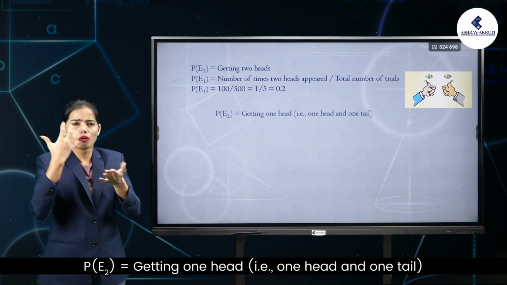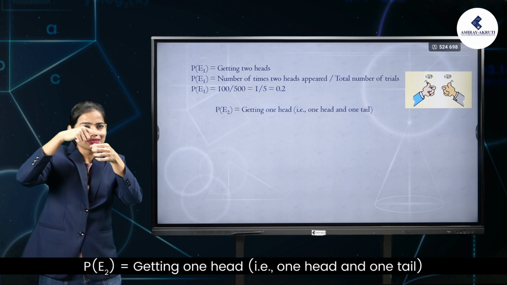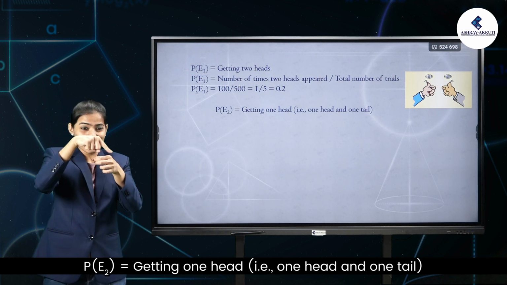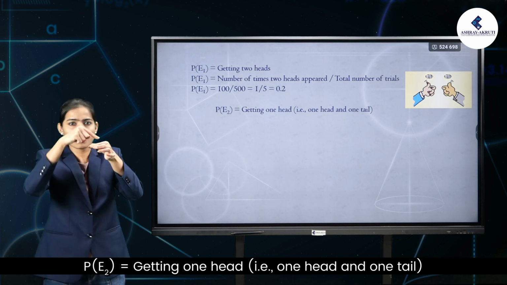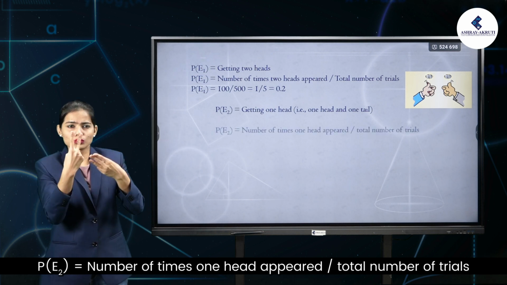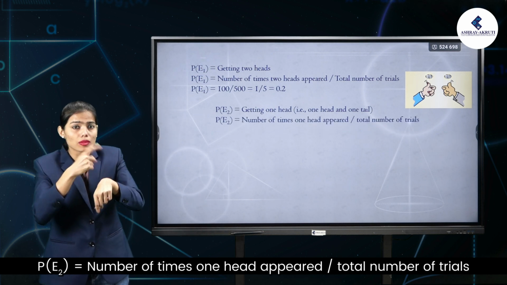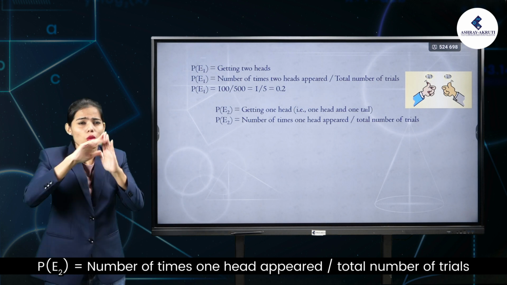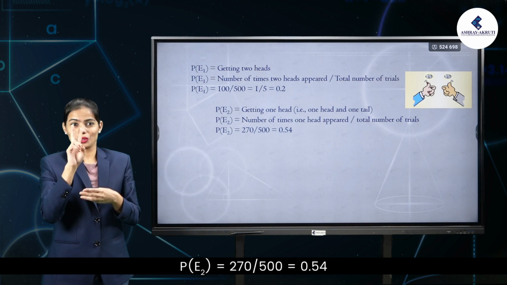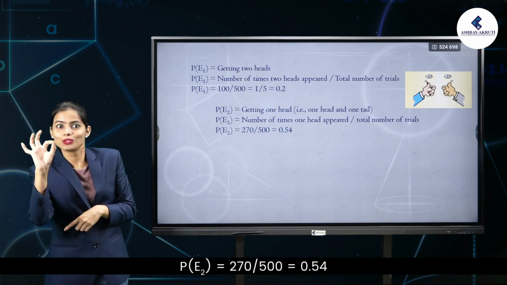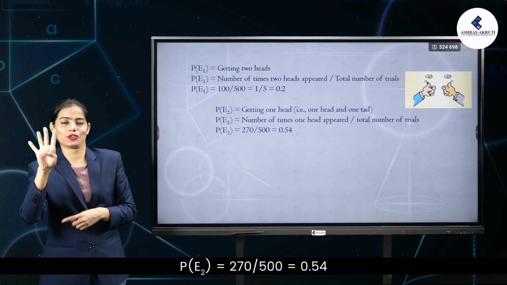P(E2) = getting 1 head, that is 1 head and 1 tail. P(E2) = number of times 1 head appeared by total number of trials. P(E2) = 270 divided by 500 = 0.54.